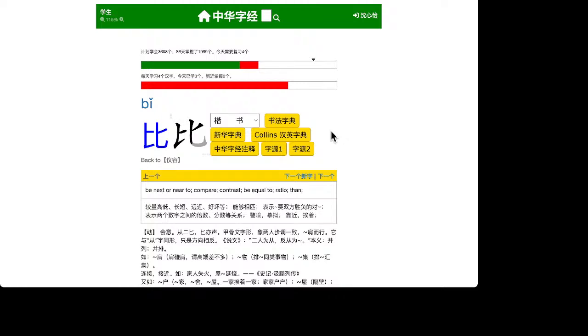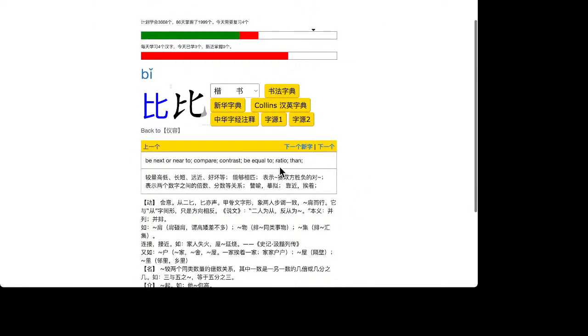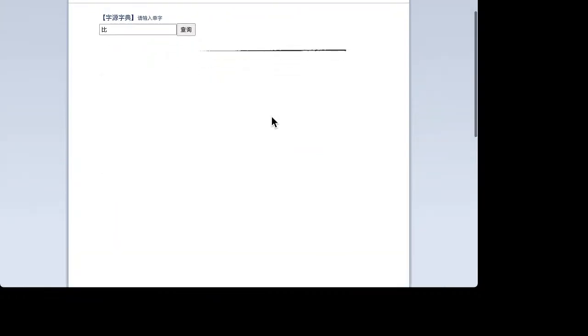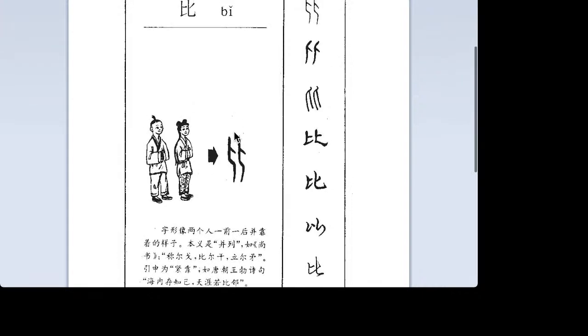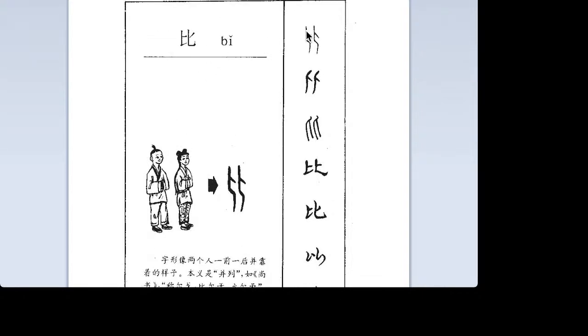Bi means to be next to or near to, compare, contrast, be equal to, or a ratio, or than when you're making comparison, like greater than, less than, stronger than, thicker than, whatever. This is a funny one if you look at the etymology here. It's just two little people standing next to each other, and they're the same height, shoulder to shoulder. Bi. That's where that comes from. It's 2 little people, side by side.